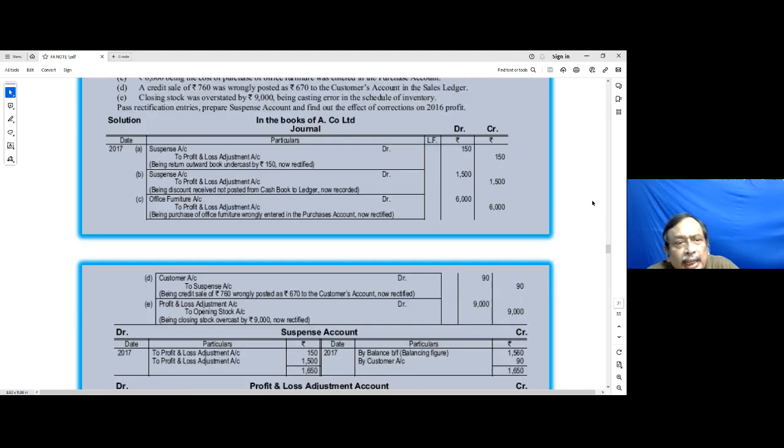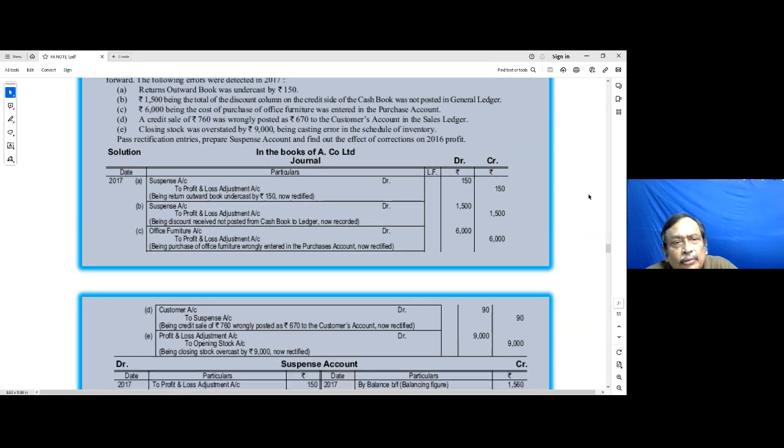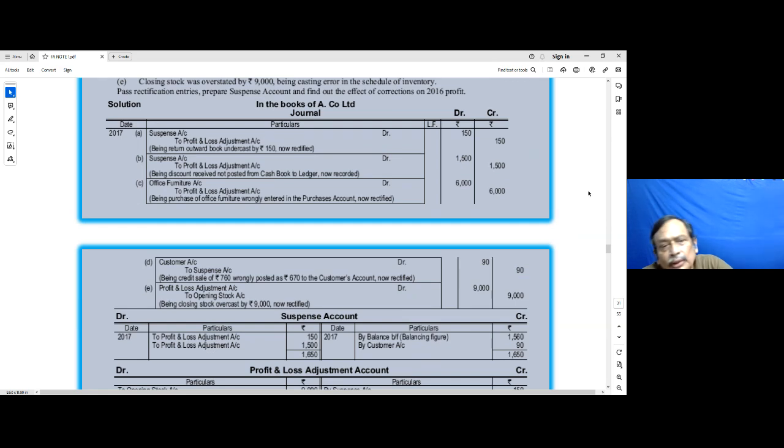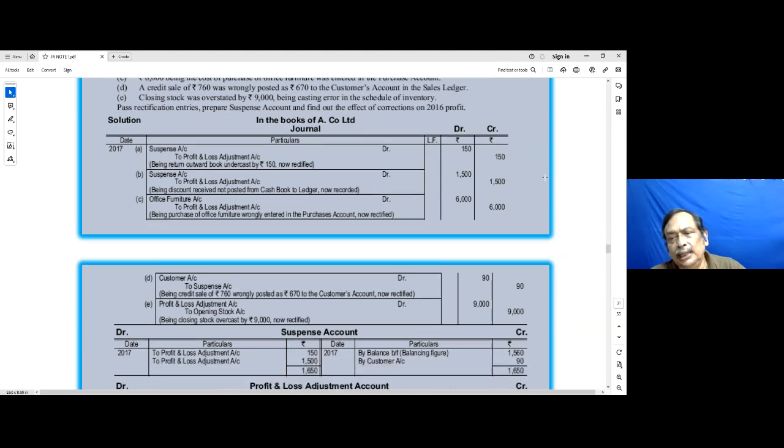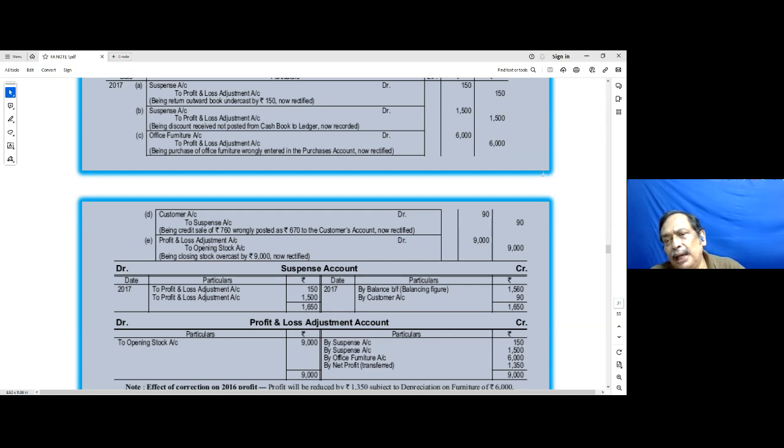Now, next one is a credit sale of rupees 760 was wrongly posted as 670 to the customer's account in the sales ledger. So it is related to customer's account, okay, and it is related to one-sided error with rupees 90 because 760 and 670, the difference is 90. Hence, your customer account will be increased by 90.